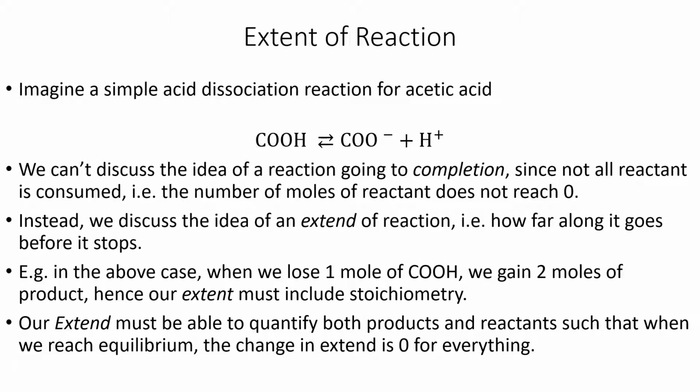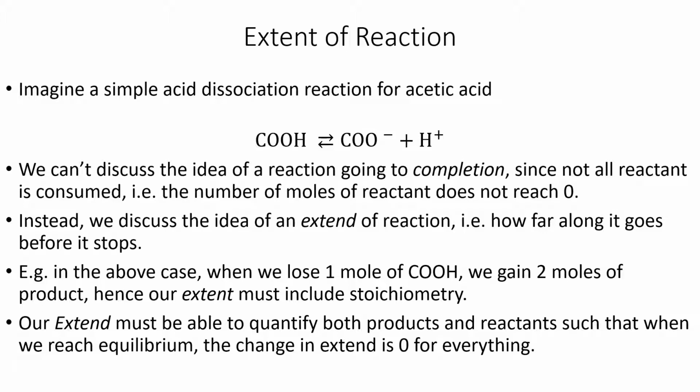So instead, we have to discuss a slightly different idea, the idea of an extent of reaction. In other words, how far along it goes before it stops. So for example, in the above case, when we lose 1 mole of COOH, we gain 2 moles of product. Hence, our extent must also include stoichiometry. And so our extent must be able to quantify both products and reactants such that when we reach equilibrium, the change in extent is 0 for everything.